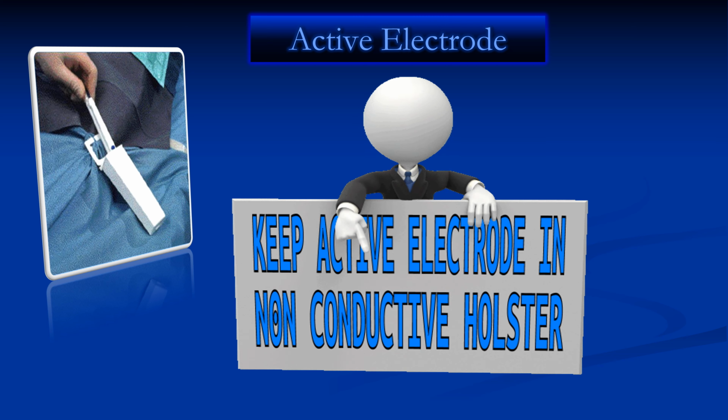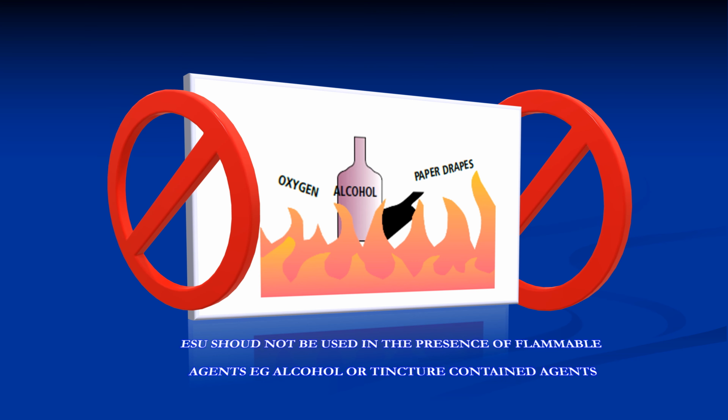The active electrode must be kept in a non-conductive holster when not in use. An electrode that doesn't fit the holster should be placed in a designated site with the tip away from flammable material. Electrosurgical units shouldn't be used in the presence of flammable agents, like alcohol or tincture-containing agents.